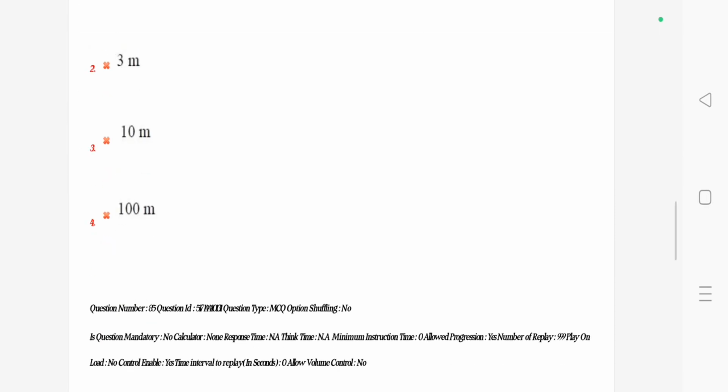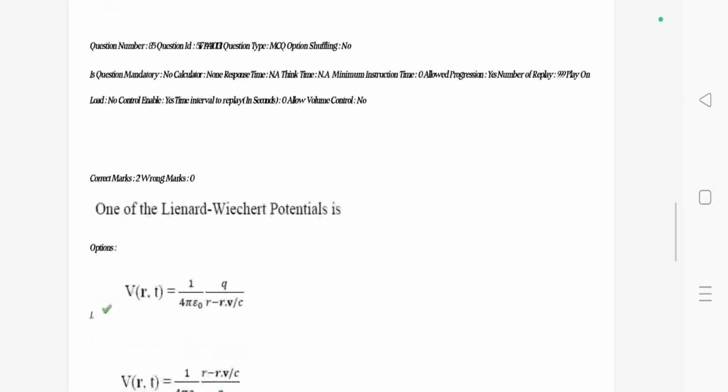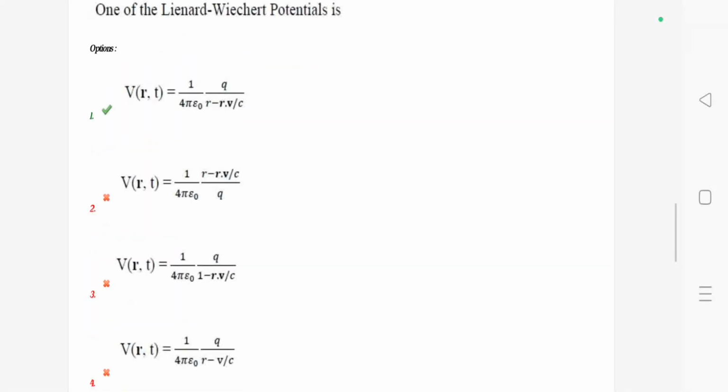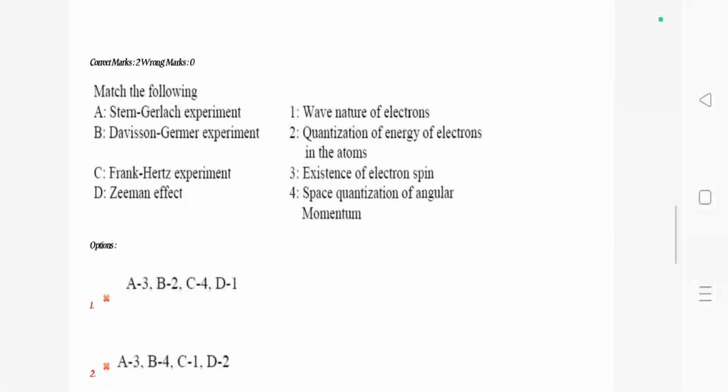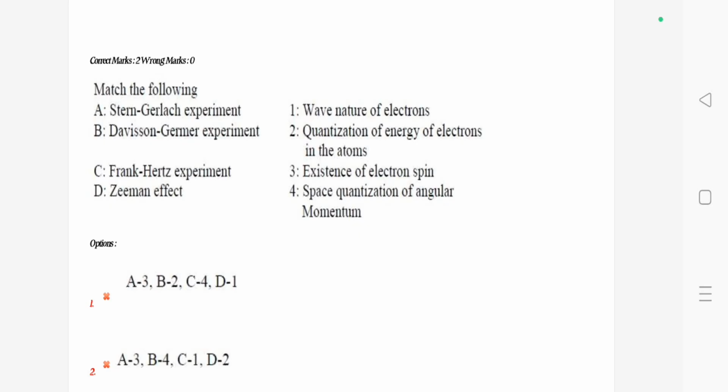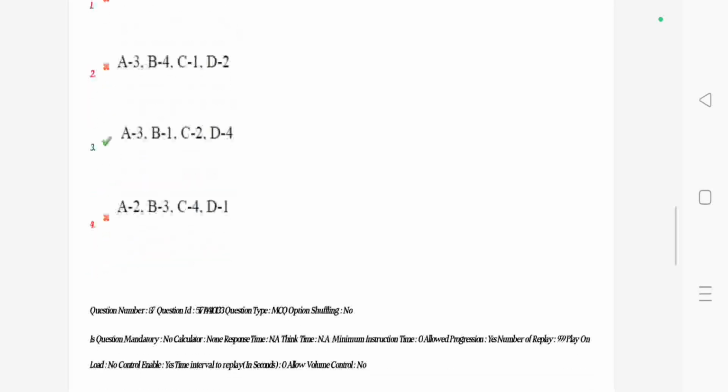This I explained. 84th question. Next one. One of the Liénard-Wiechert potentials is V(r,t) = 1/(4π ε0) q / (r − r·v/c). Next, match the following. Stern-Gerlach experiment explains existence of electron spin. Davisson-Germer experiment gives quantization of energy of electrons in atoms. Franck-Hertz experiment explains space quantization of angular momentum. Zeeman effect explains wave nature of electrons.